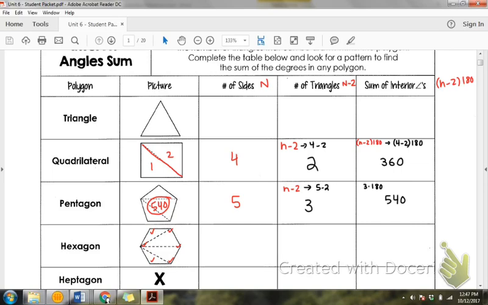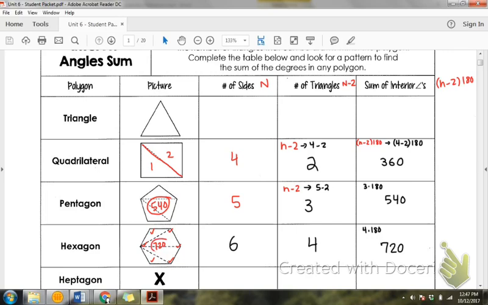Okay? So we have 6 sides in a hexagon. How many triangles does that mean that I have, Dalton? 4 triangles. Donald, how do I figure out how much all the angles add up to be? 4 times 180. Perfect. And what is 4 times 180, Donald? 720. That means if I were to add up all of these angles inside of a hexagon, I should get 720.